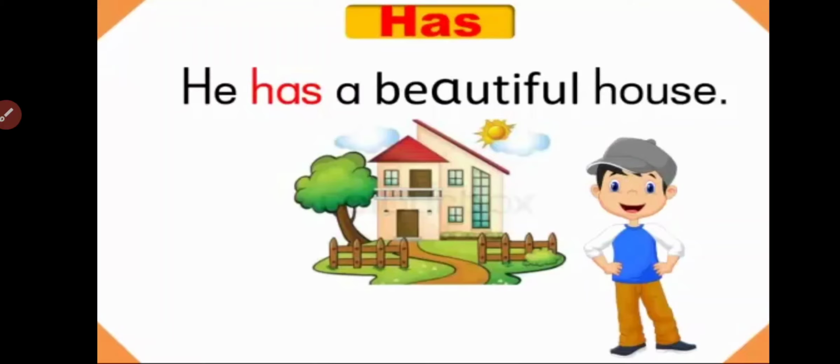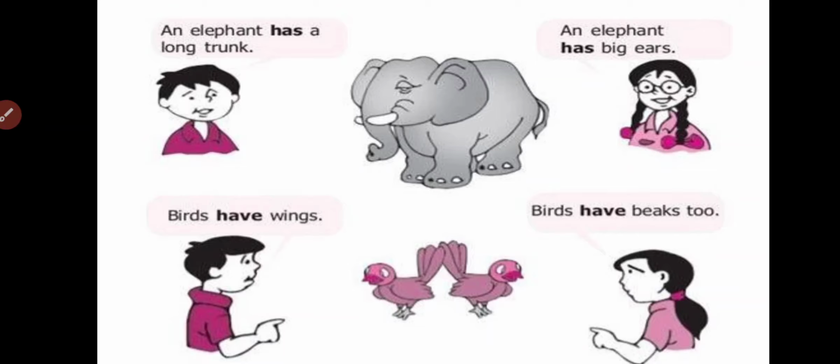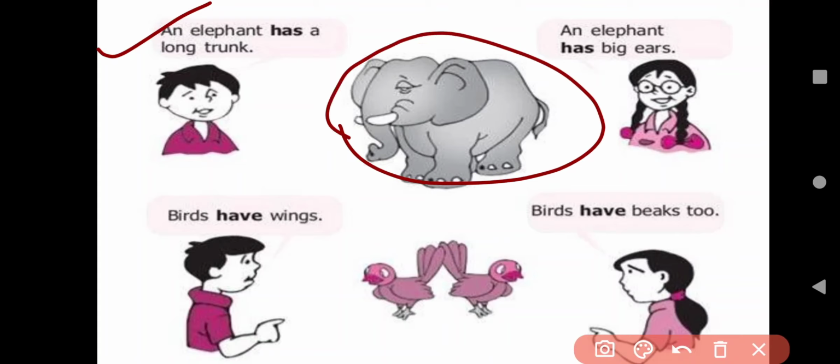He has a beautiful house. He stands for singular, only one person. So for that we will use has. Okay? Let's differentiate has or have. In this example, an elephant has a long trunk. Here we are talking about only one elephant. So we will use has.